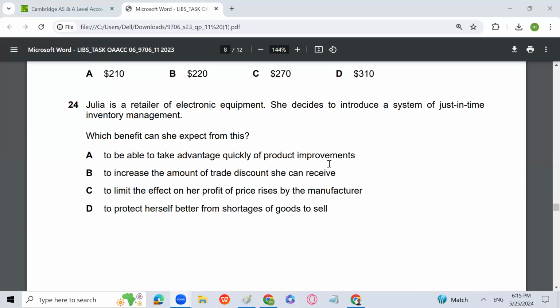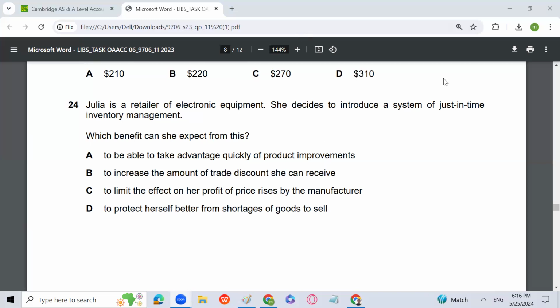So C is the answer. To limit the effect on her profit of price rises by the manufacturer. So if the manufacturer raises the price, because you are purchasing just in time inventory, the price rise will be limited because you will purchase only when you need it. So just in time inventory management will have an effect of that.